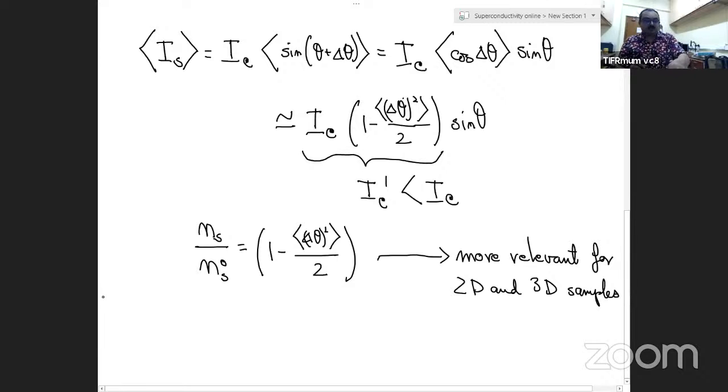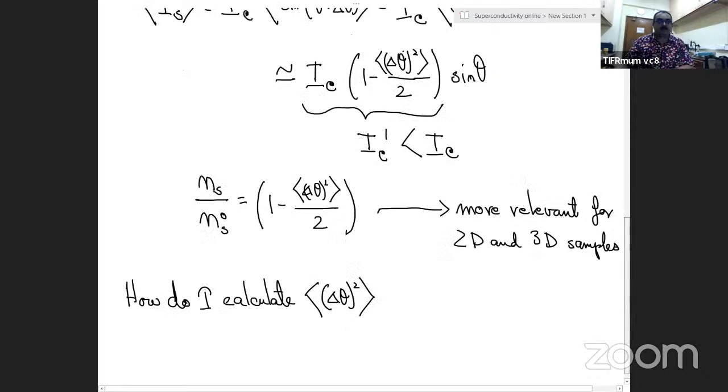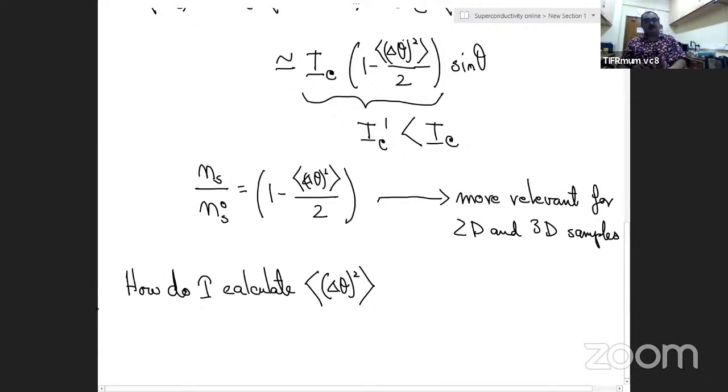All right. Okay, good. So this is what happens when I have phase fluctuation. But then how do I calculate how much this phase will fluctuate? So how do I calculate, in other words, delta theta squared? Now, as I told you, there are two origins of this fluctuation. One origin of this fluctuation is thermal phase fluctuation. The second origin of phase fluctuation is quantum. So we will take them separately.